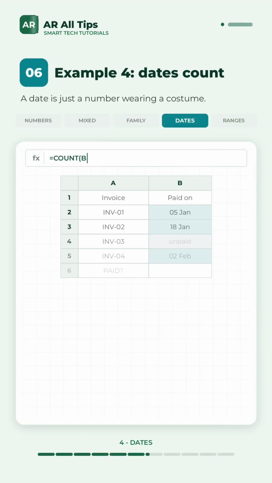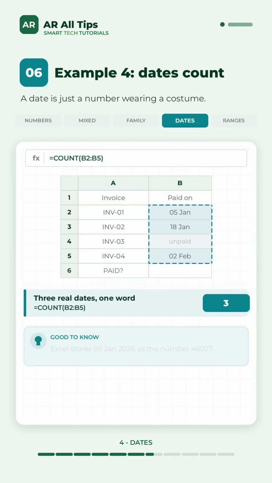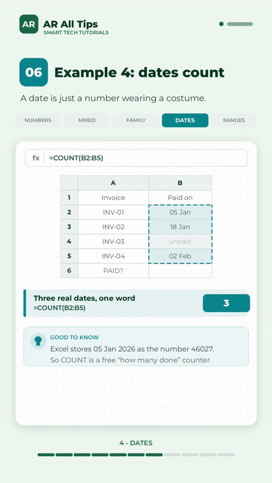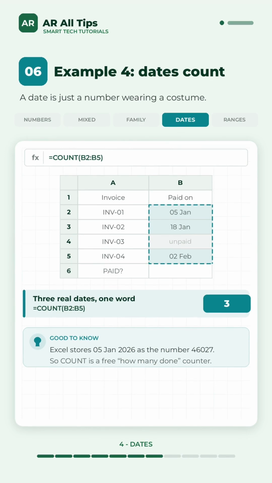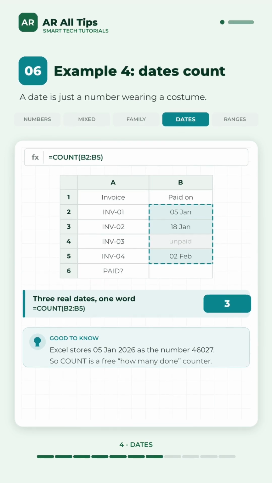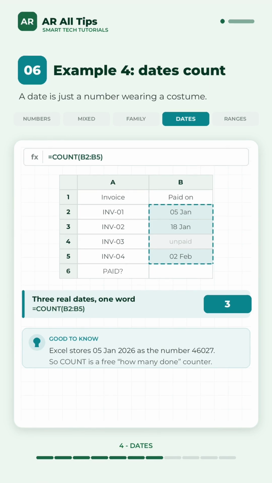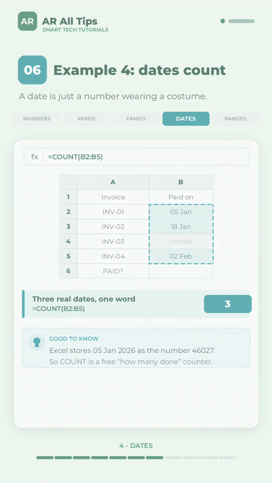Here's a nice trick. This is a list of invoices, and column B has the date each one was paid. One says unpaid, equals COUNT B2 colon B5, and you get 3, because Excel stores a date as a number. The 5th of January is really 46,027. COUNT counts it. So you've got a free how-many-are-done counter for nothing.